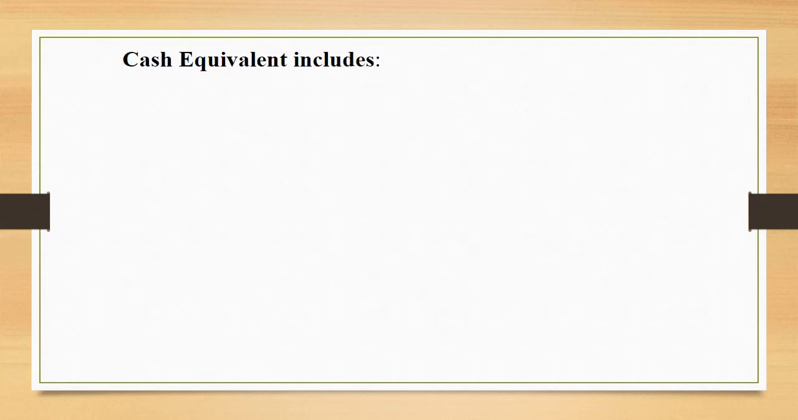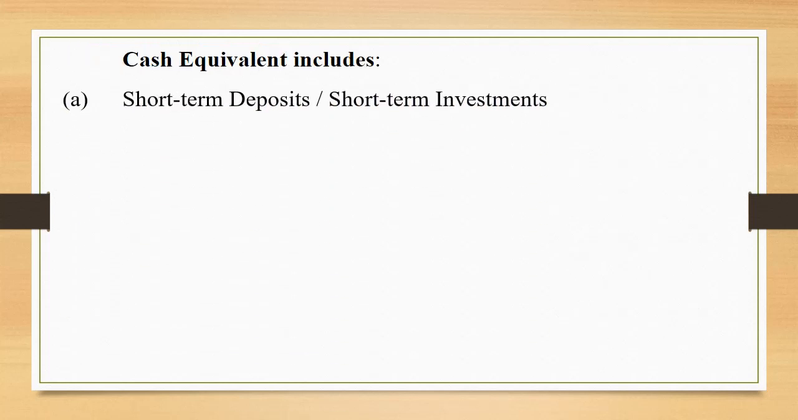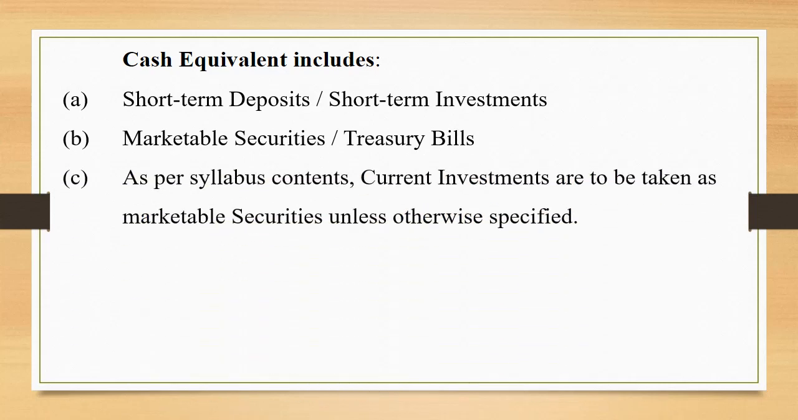Next, cash equivalents include short-term deposits or short-term investments, marketable securities or treasury bills. As per syllabus contents, current investments are to be taken as marketable securities unless otherwise specified. Current investments. By default, we are going to take it as marketable securities and will be a part of cash and cash equivalents.